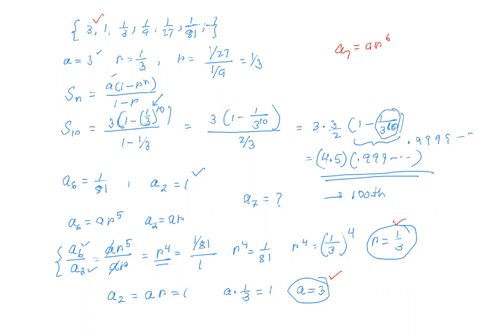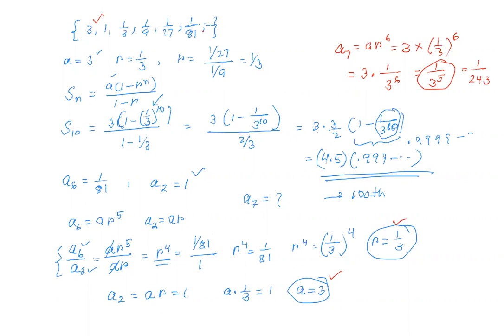So it's going to be A is 3 times R is 1/3 to the power 7 minus 1, which is 6, right? Which is the same as 3 times 1 over 3 to the power 6, which is the same as 1 over 3 to the power 5. What is 1 over 3 to the power 5? 3 to the power 5 is 243. So the seventh item is going to be 1 over 243.